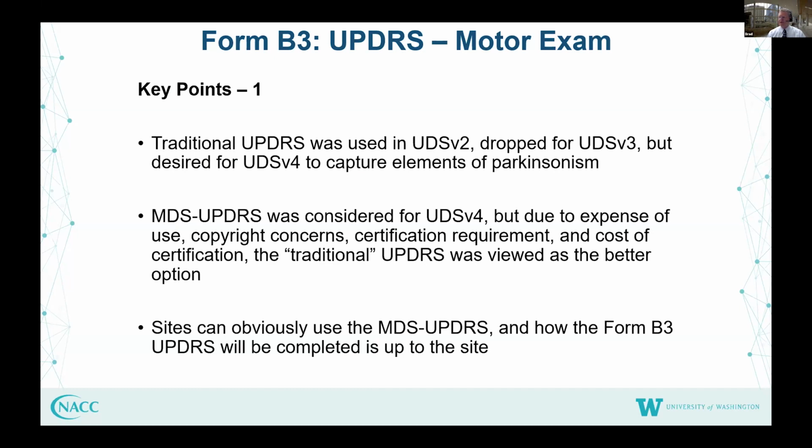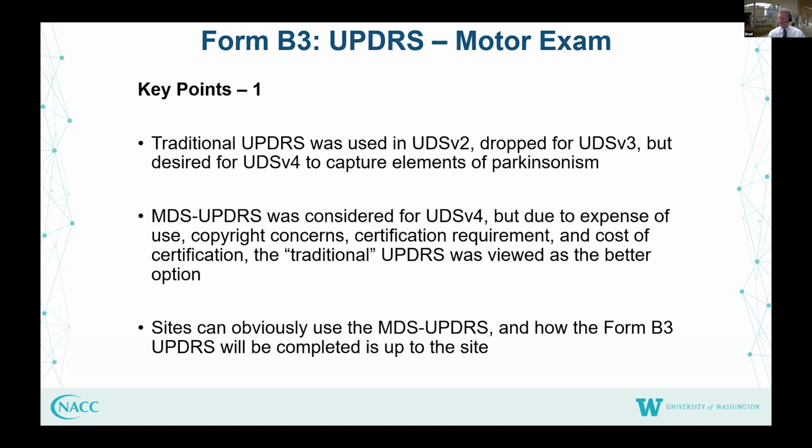We strongly considered the Movement Disorder Society UPDRS scale, but after a lot of discussion and debate, we thought it'd be best to use the traditional UPDRS because there is an expense to use the MDS UPDRS, even for an NIH-funded program. There are copyright concerns. One has to do certification to do the MDS UPDRS, and there's a cost associated with doing the certification. And so all things considered, it was thought that the traditional UPDRS would be a better way to go.